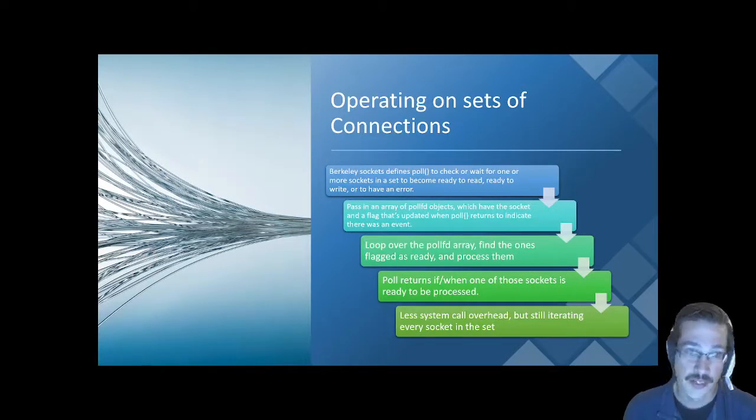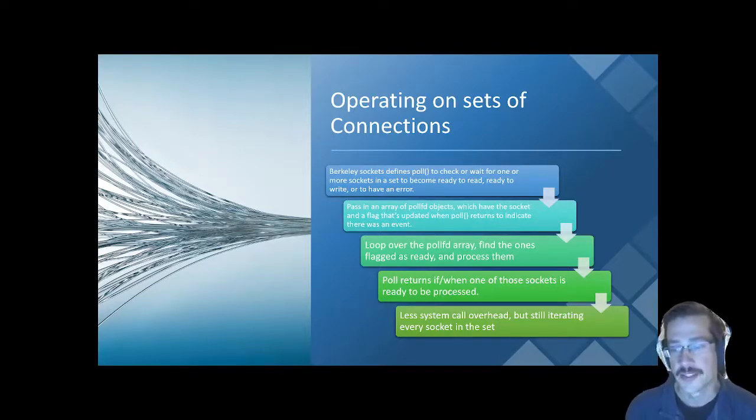And so we can just build up that set, call one system call, and it will tell us all the ones that are ready, and we can, only for the ones that are ready, attempt to do non-blocking sends and receives. And we can stop doing speculative receives on every socket in the set on every loop. And so we reduce the system call overhead by a lot with this.